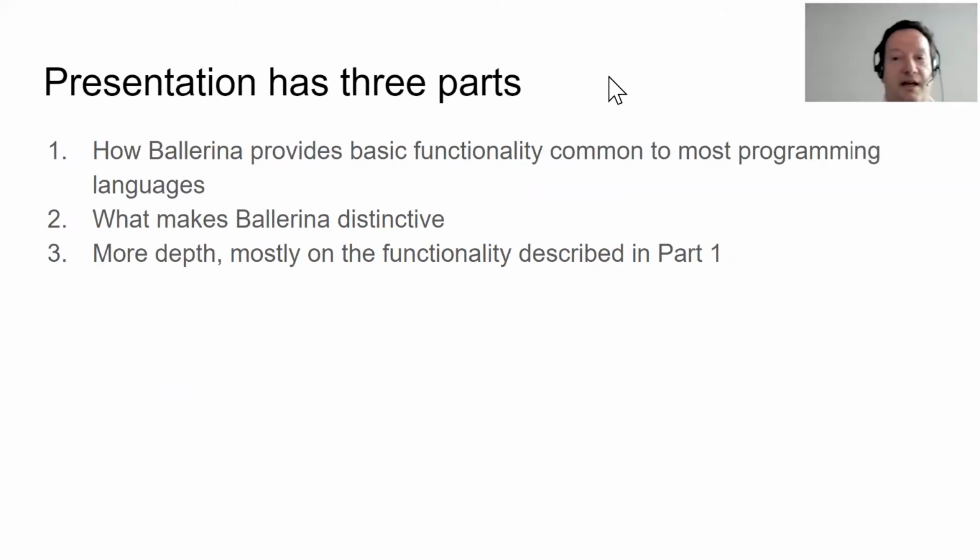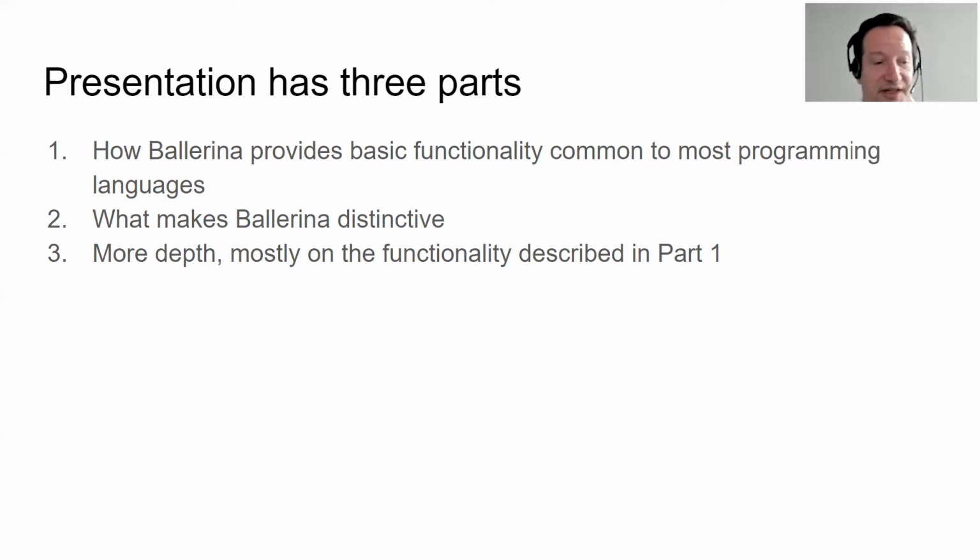I've decided to divide the presentation into three parts. The first part is about the basic functionality that all languages have to provide. All languages have ints and Booleans, and you have loops and conditionals, all that sort of thing. Everybody has to provide that somehow, but it's not particularly interesting. And Ballerina isn't trying to be innovative here, but you do need this stuff.